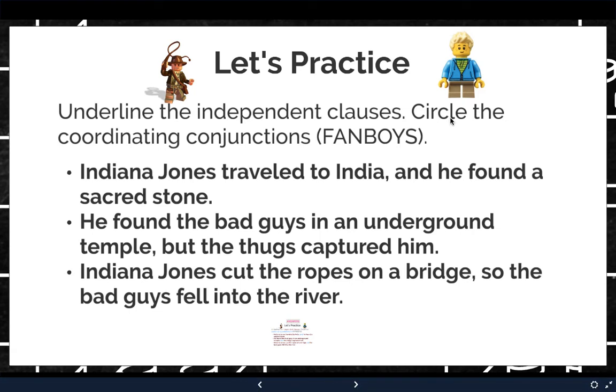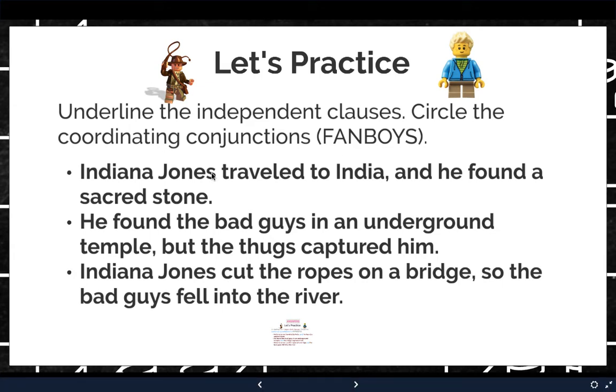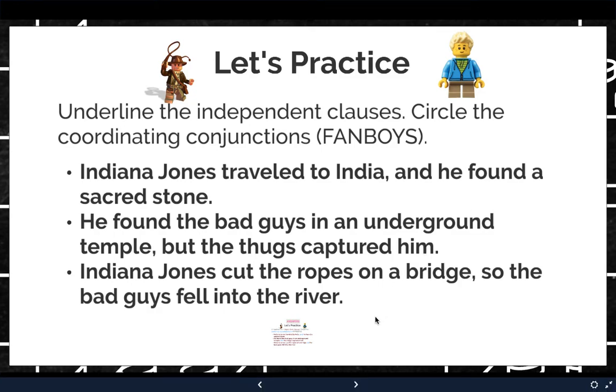Let's practice. Underline the independent clause, circle the coordinating conjunction. Indiana Jones traveled to India, and he found a sacred stone. He found the bad guys in an underground temple, but the thugs captured him. Indiana Jones cut the ropes on a bridge, so the bad guys fell into the river.